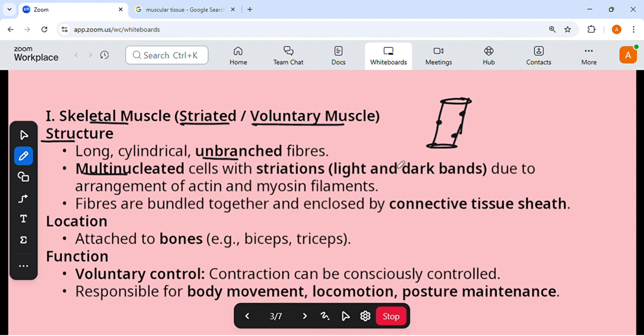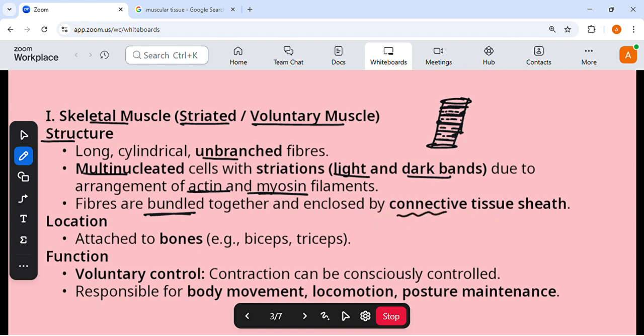With striations means light and dark bands. Suppose this is a dark band, then another band is light, then dark, then light, dark, light, and so on. Okay, so we will see that light and dark band due to the arrangement of actin and myosin filaments. Just remember this. We'll see in detail about actin and myosin in the locomotion chapter. And these fibers are bundled together and enclosed by a connective tissue sheet.